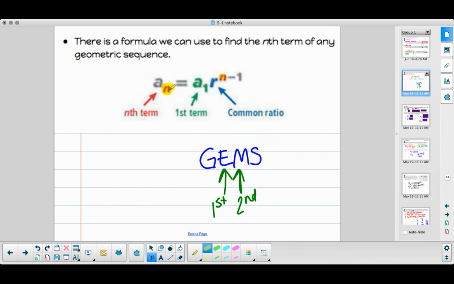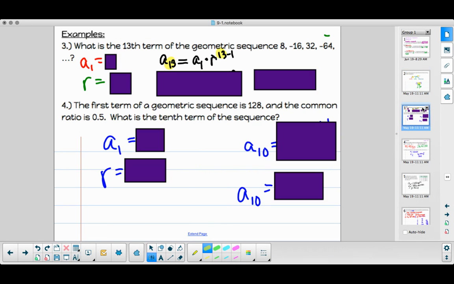So if we're finding the 15th term, we have A of 15, then it would be r to the 15 minus 1. Please remember your order of operations. You're going to always do your exponent first, your powers first, before you do the multiplication. So before you multiply the first term by r, you have to raise r to the n minus 1 power. Okay, let's look at a couple more examples. What is the 13th term of the geometric sequence 8, -16, 32, -64, etc.?